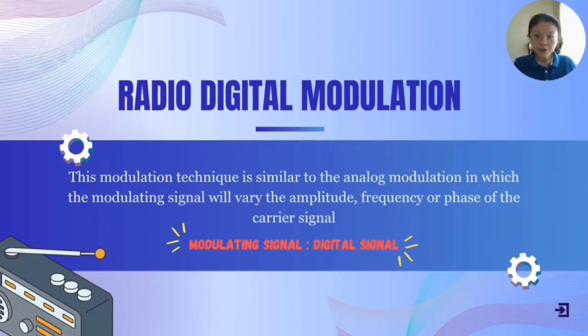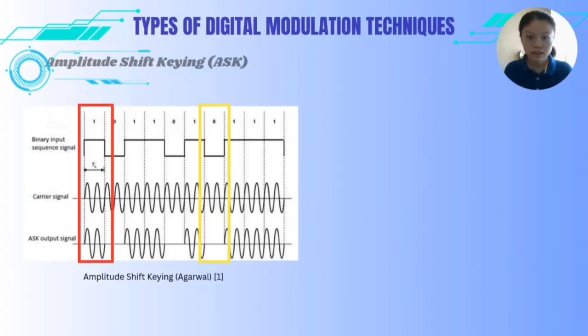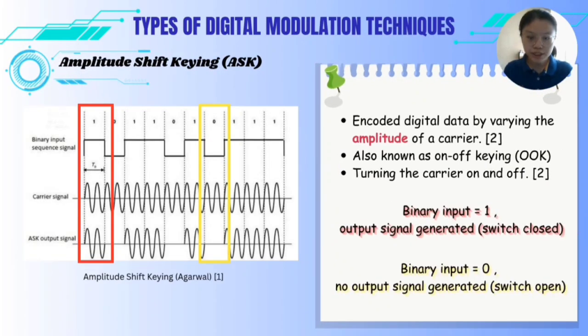The next topic is radio digital modulation. This technique is similar to the analog modulation in which the modulating signal will vary the amplitude, frequency, or phase of the carrier signal. The only difference is the modulating signal used in this modulation is digital signal. There are three types of digital modulation techniques.